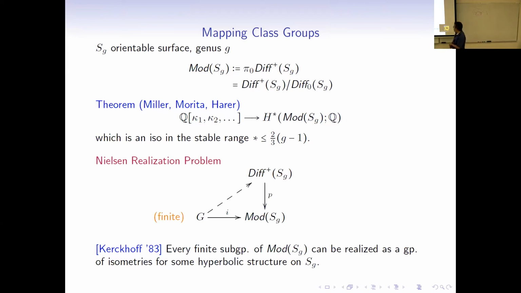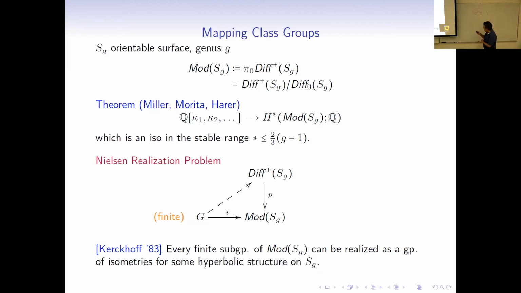Related to the group as well is the so-called Nielsen realization problem, posed by Nielsen roughly in the 1930s. This is a question that asks whether a finite subgroup of the mapping class group can be lifted isomorphically to the diffeomorphism group. Nielsen and other authors did some specific cases, and the problem was finally solved by Kerckhoff in the 80s.